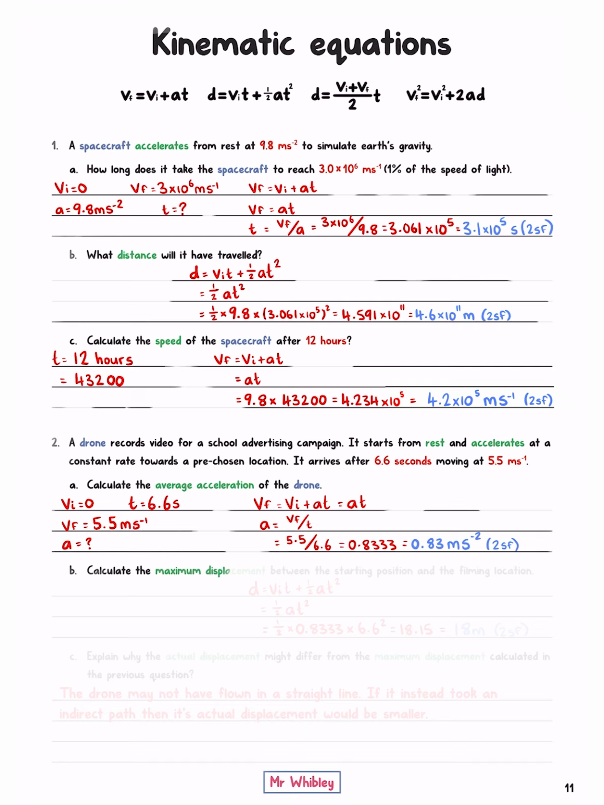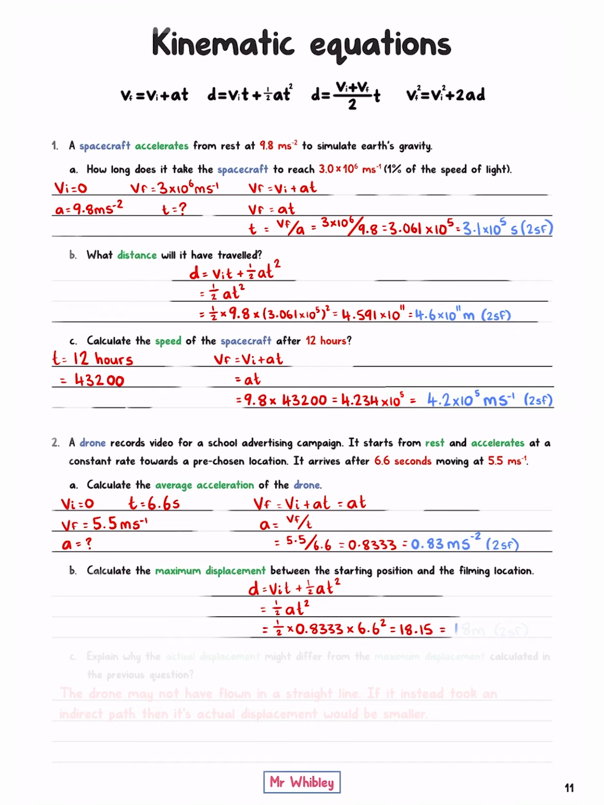Calculate the maximum displacement between the starting position and the filming location. We can use this equation to find the distance, where because vi is 0, we simplify this to half a t squared, put in our numbers, gives me 18.15 or 18 meters to two significant figures. Explain why the actual displacement might differ from the maximum displacement calculated in the previous question.